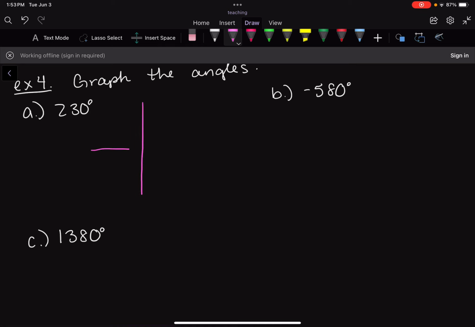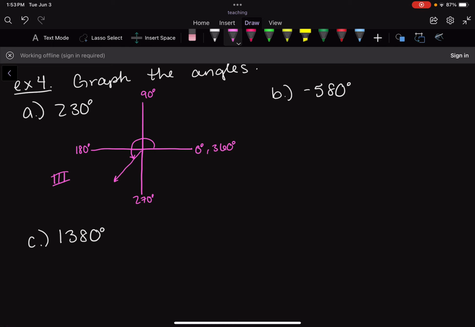I'm going to draw my coordinate plane. So 0, 90, 180, 270, and then it wraps around all the way to 360. So 230 is going to be between 180 and 270. So I'll put it right here. And that's the actual angle. And this is in quadrant 3. It is going to be important to us to label the quadrants as we go forward.